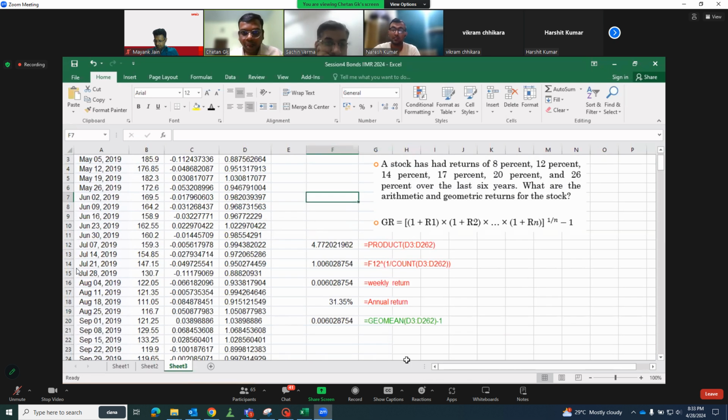I'm giving you a caution: this geomean function works, but sometimes it does not work. That is the reason I have explained the long method as well. You know how to do it with the long method.